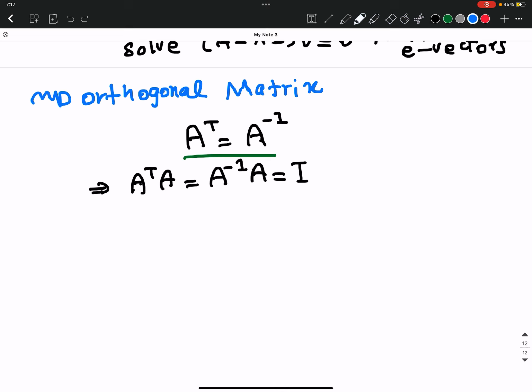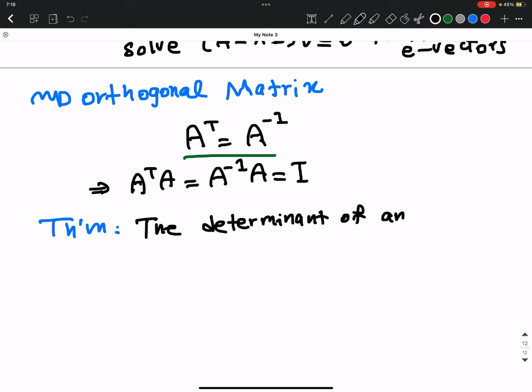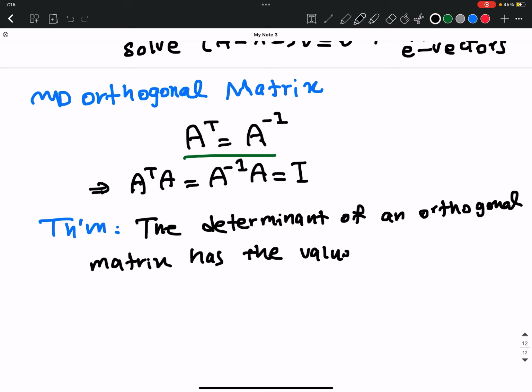Okay, so now we have a theorem here that I'm going to prove. And the theorem states that the determinant of an orthogonal matrix has the value of plus or minus 1. Okay, let's prove this.